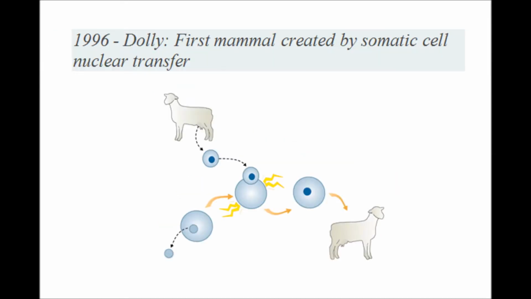The scientists created a lamb by transferring the nucleus from an adult sheep's udder cell into an enucleated egg. Never before had a mammal been cloned from an adult somatic cell.